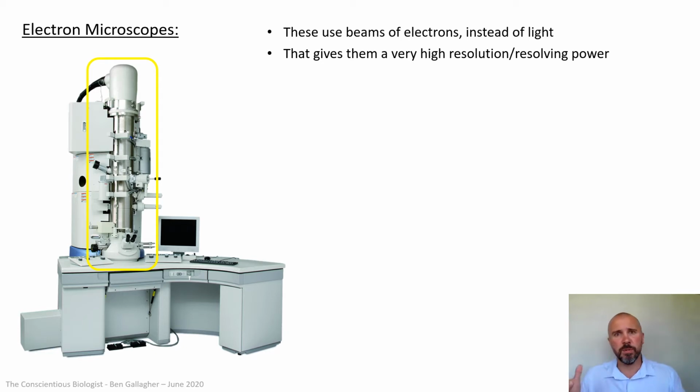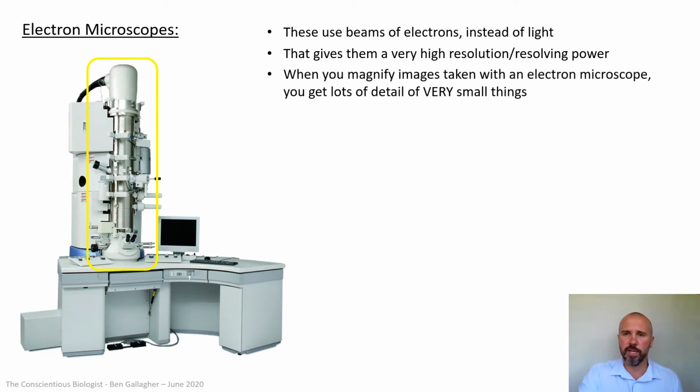But there's some advantages and disadvantages to that. Okay, but the major advantage is when you magnify images taken with an electron microscope, you get lots of detail of very small things. So if you want to look at anything really microscopic in massive detail, you've got to have one of these things.